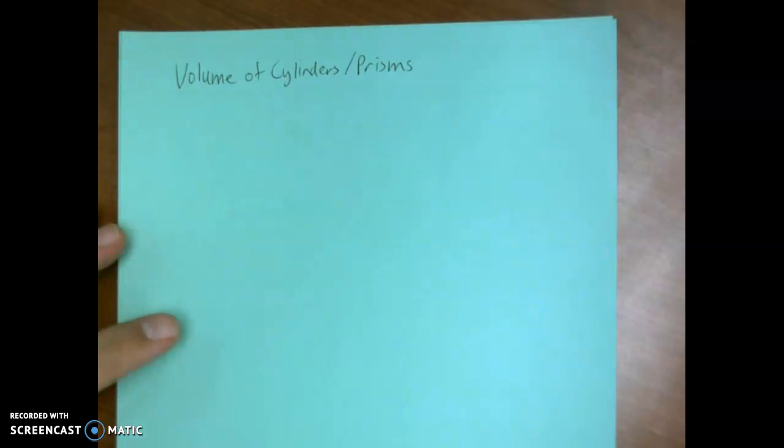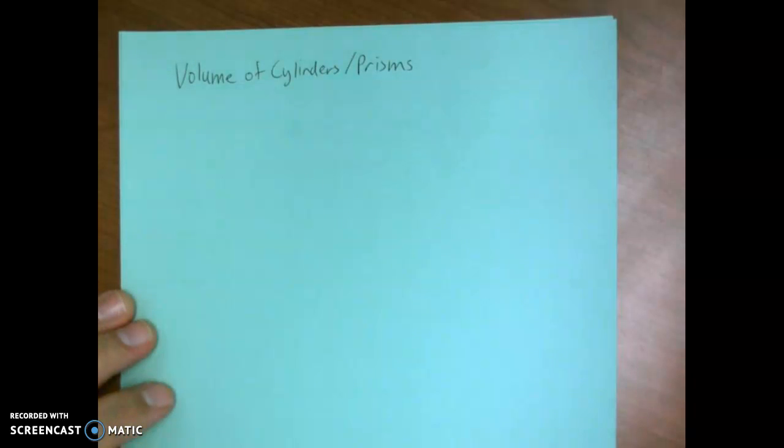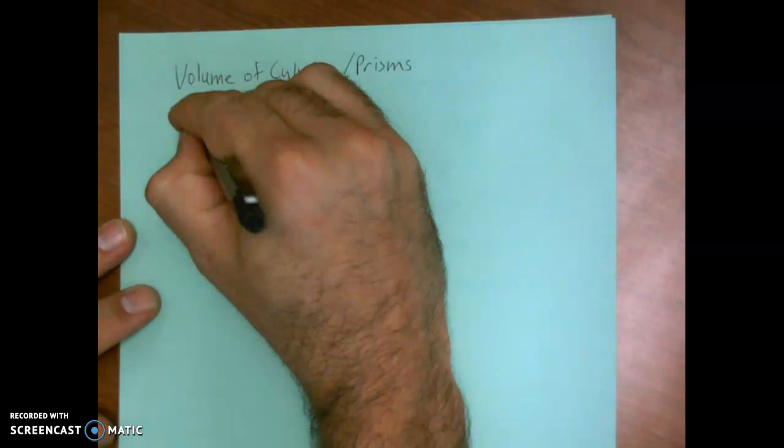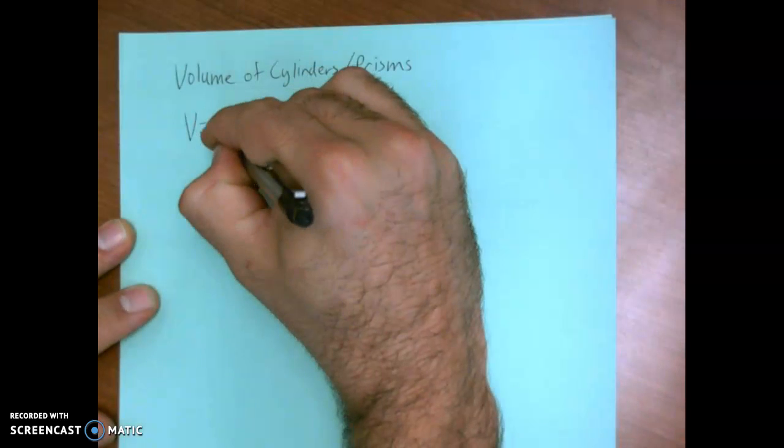Cylinders and prisms are the same thing. A cylinder is a prism that has a base of a circle. A prism is a cylinder that has a base of a polygon instead. Okay? They both follow the same formula, V is equal to BH.